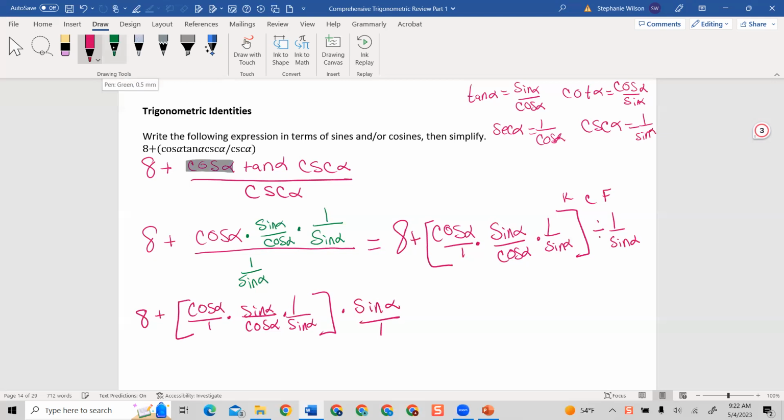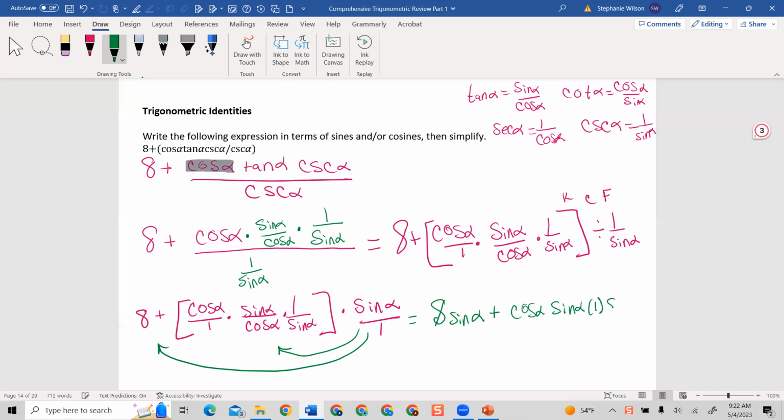Now, in order to do anything else to it, I need to take this and distribute it to everything. So when I do that, now I have 8 sine plus, I'm going to distribute this to the inside of that parenthesis. So when I do that, now I have cosine alpha, sine alpha, times 1 sine alpha all over cosine alpha sine alpha. Right? So it looks good.